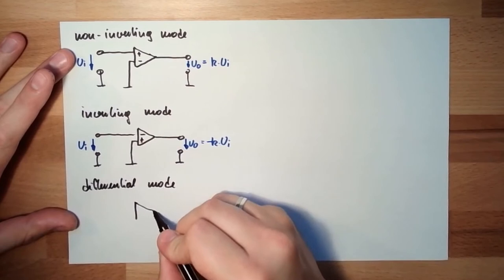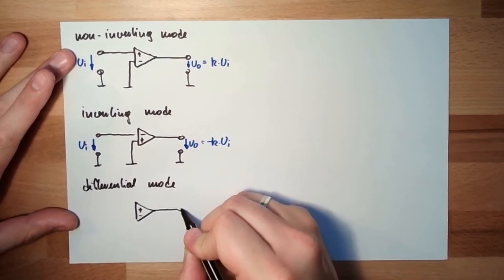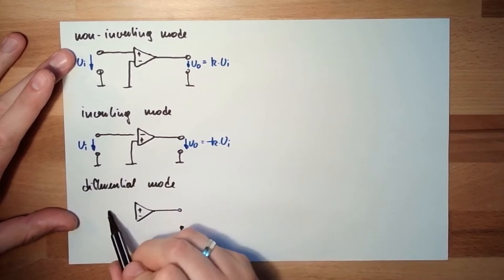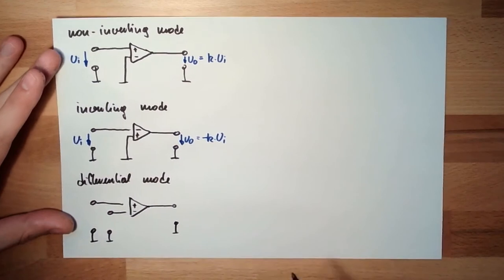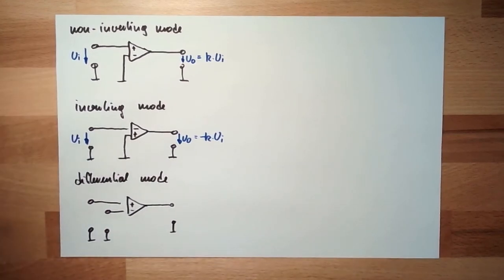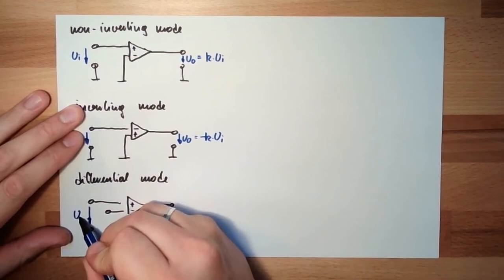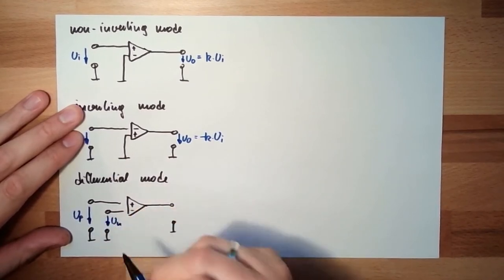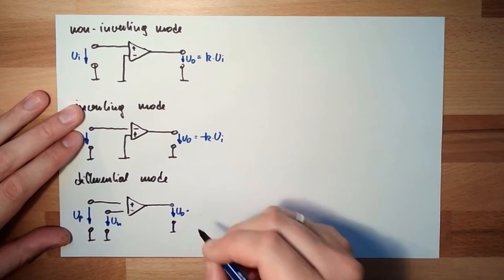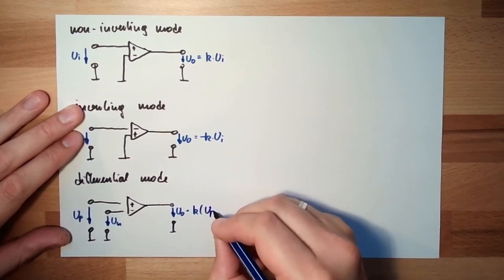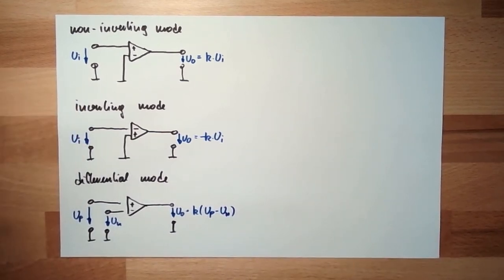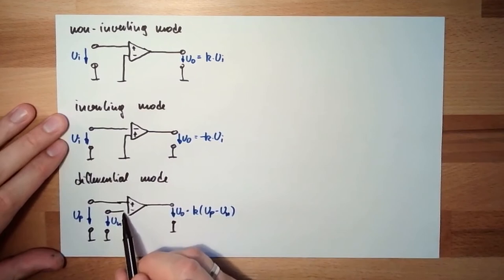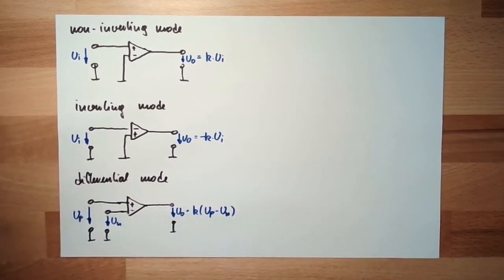Then we do have the differential mode. This is a very common mode. We have plus, we have minus, we have here U out, we have a UP and a UN. So we have pretty much everything. We do have a positive voltage, we do have a negative voltage, and we have the output, and this is nothing more than K times (UP minus UN). Clear? That's exactly the base of the operational amplifier. I'm always talking about the operation mode and not the clipping or overload mode.